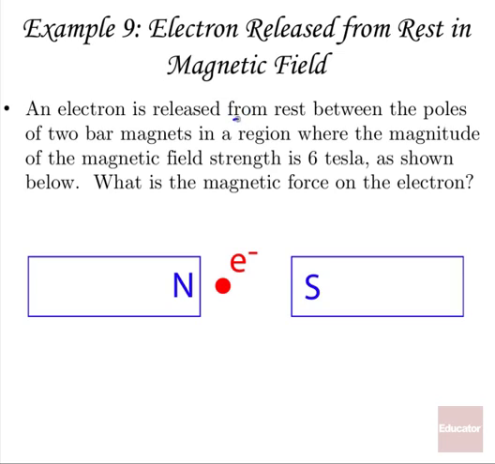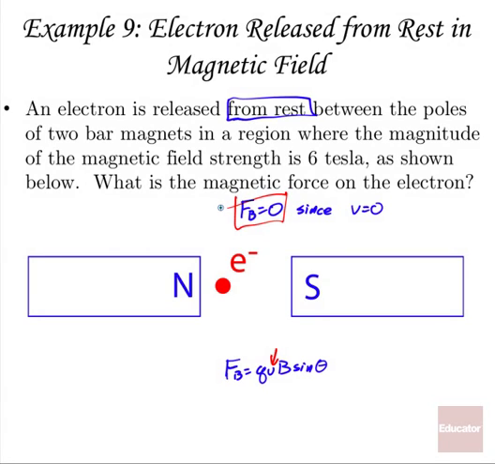Oh, here's the key. It's at rest. The magnetic force is going to be 0 since V equals 0. Remember, F sub B equals QVB sine theta. You only have that force on a moving charge. If V equals 0, then that whole thing is 0. No magnetic force. So our answer, 0.